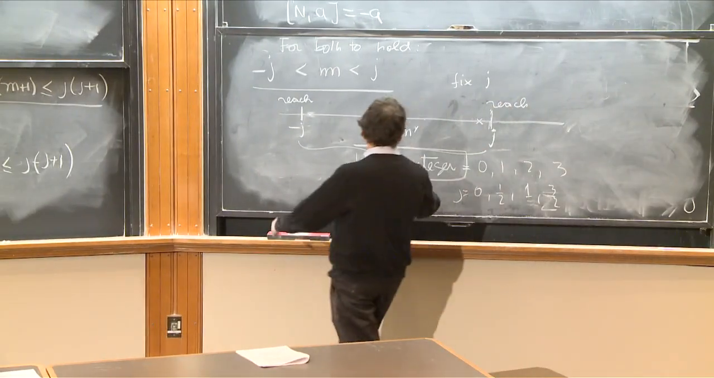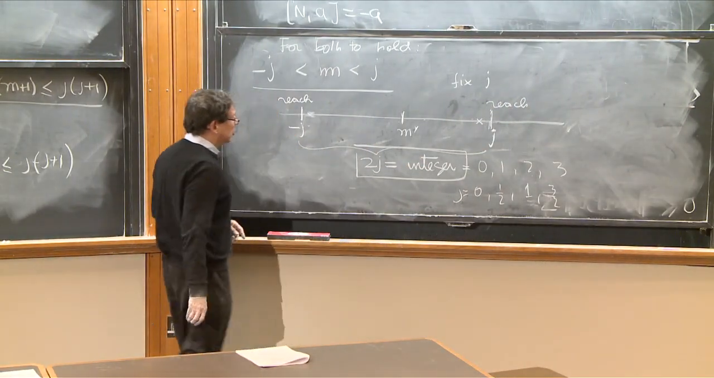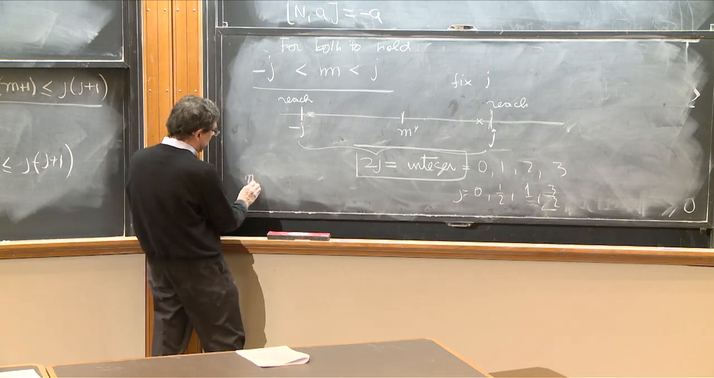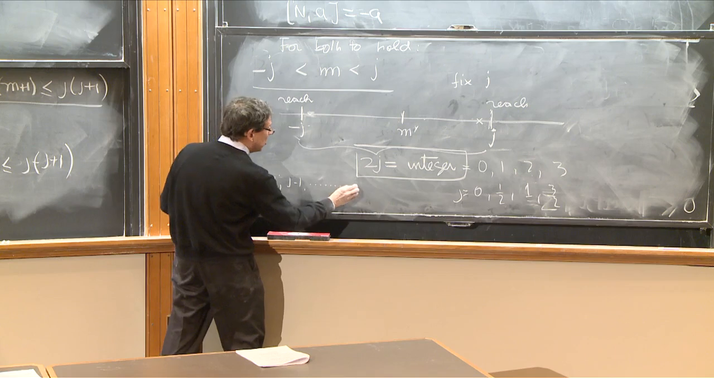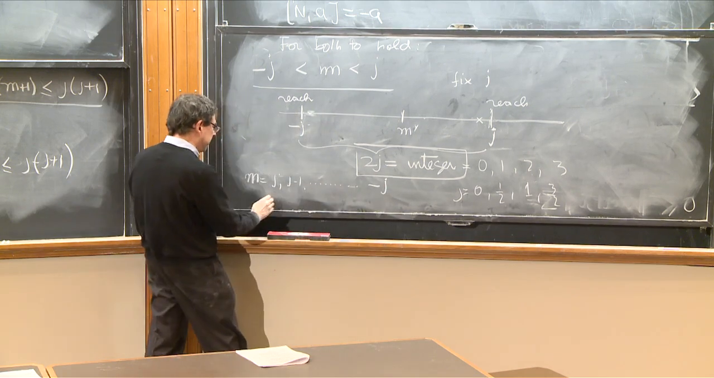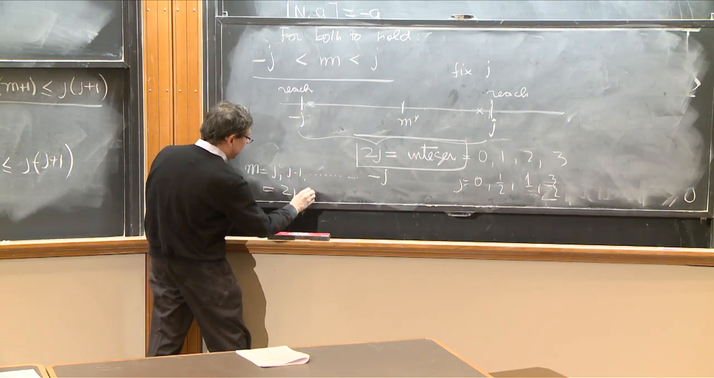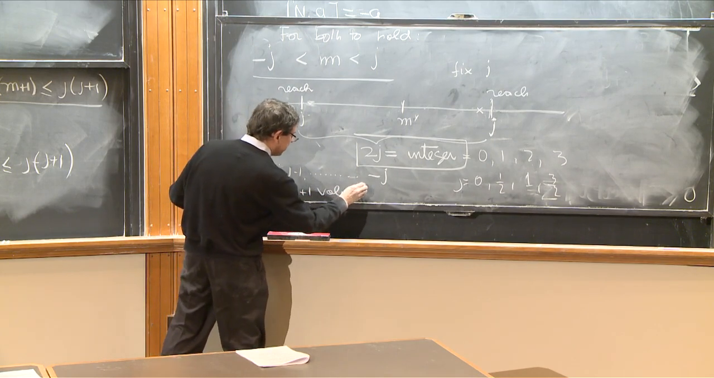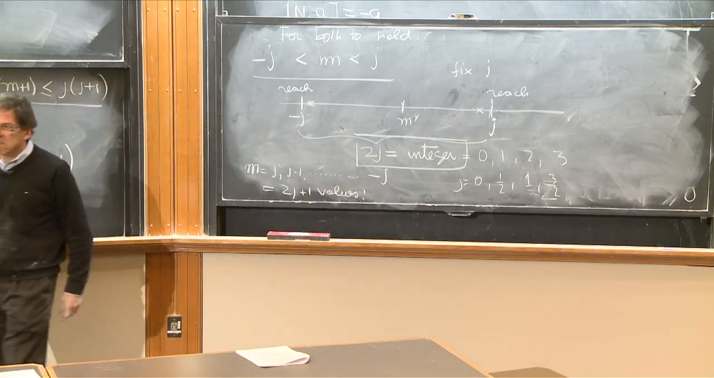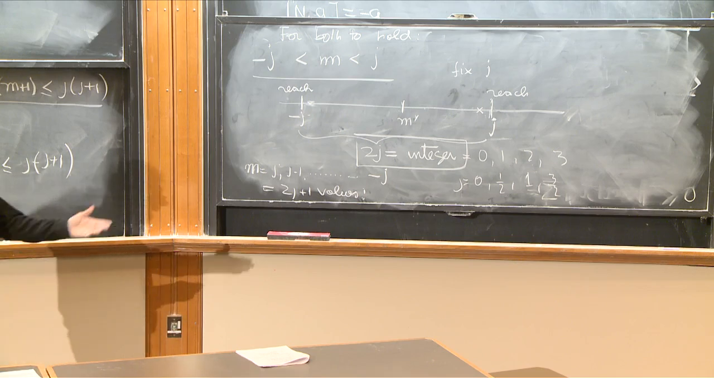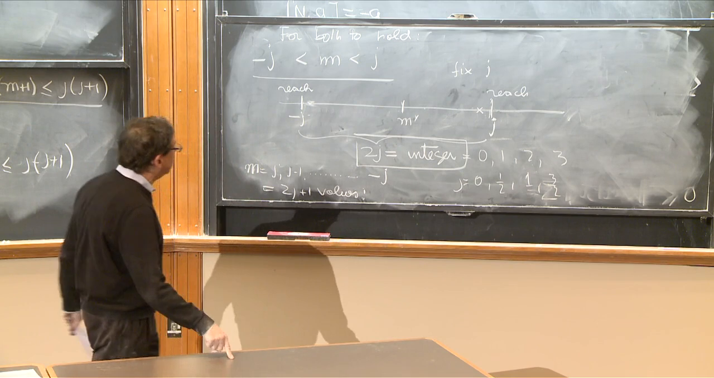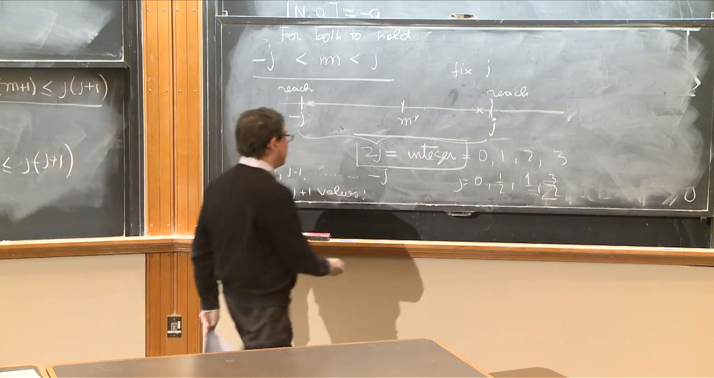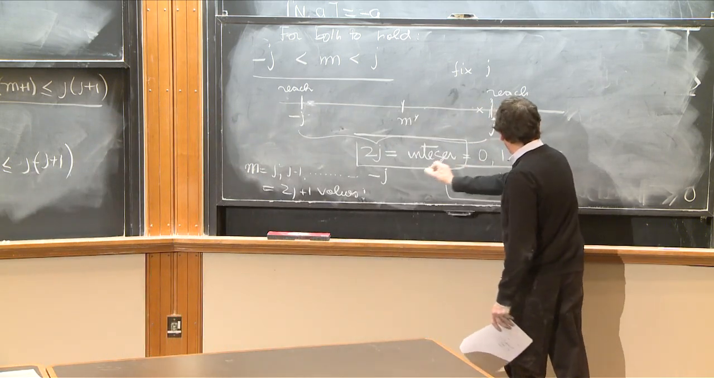Now, if you have 2j being an integer, the values of m go from j to j minus 1 up to minus j, and there are 2j plus 1 values. And in fact, that is the main result of the theory of angular momentum. The values of the angular momentum are 0, 1/2, 1, 3/2.